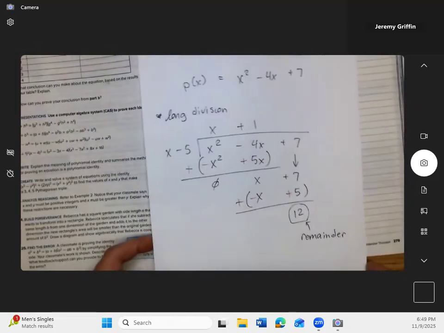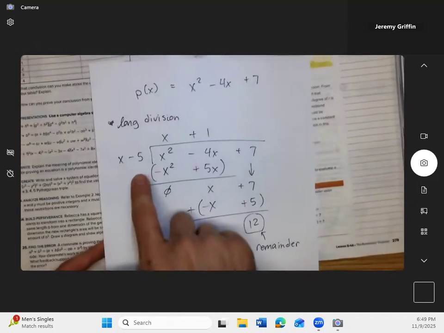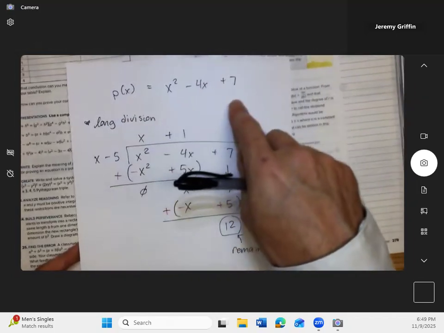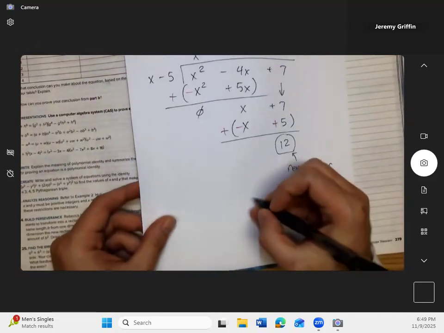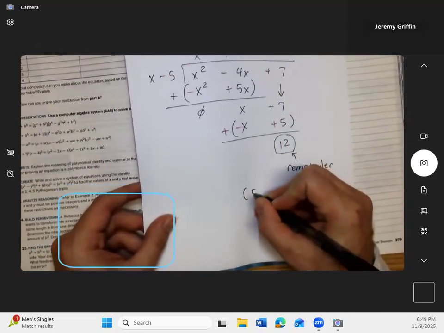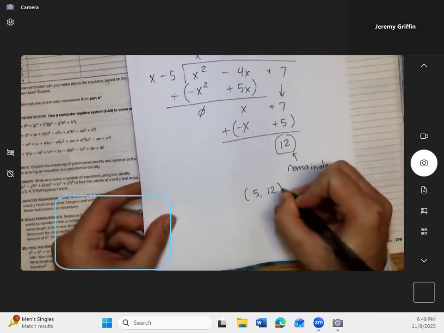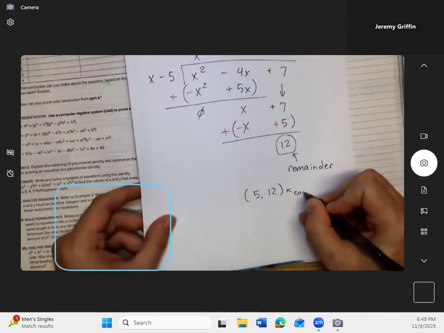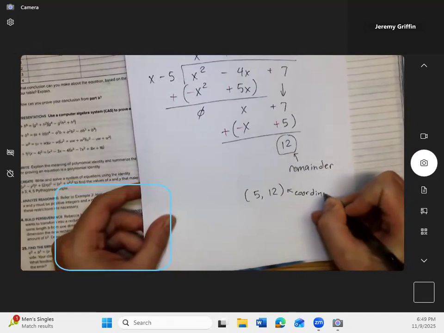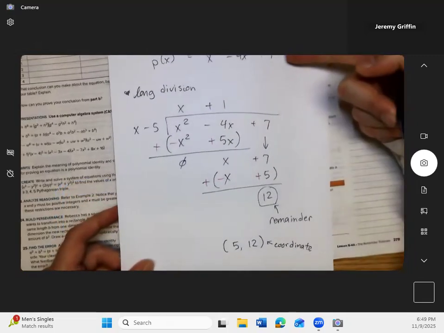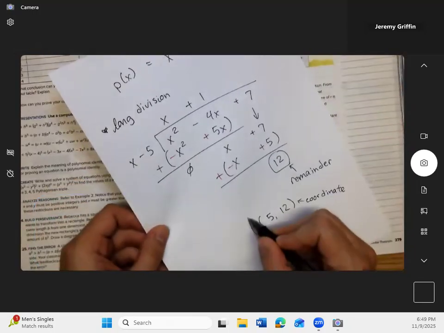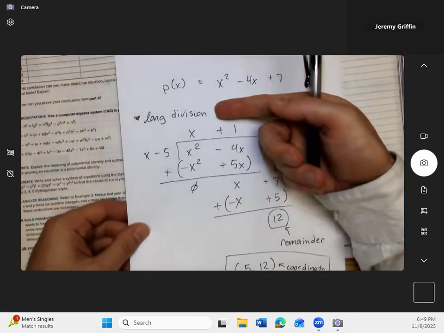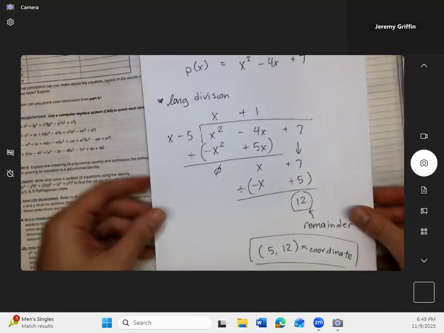Now, what your book is claiming is that if I were to instead plug 5 directly into the original expression, I would also get 12. So the point 5, 12 exists. Here, I'll write that as the answer. 5 comma 12 is a coordinate on the original p of x function, this p of x right here, x squared minus 4x plus 7. Okay. All right, so now that was the long division method. I'm going to show you guys two other methods.